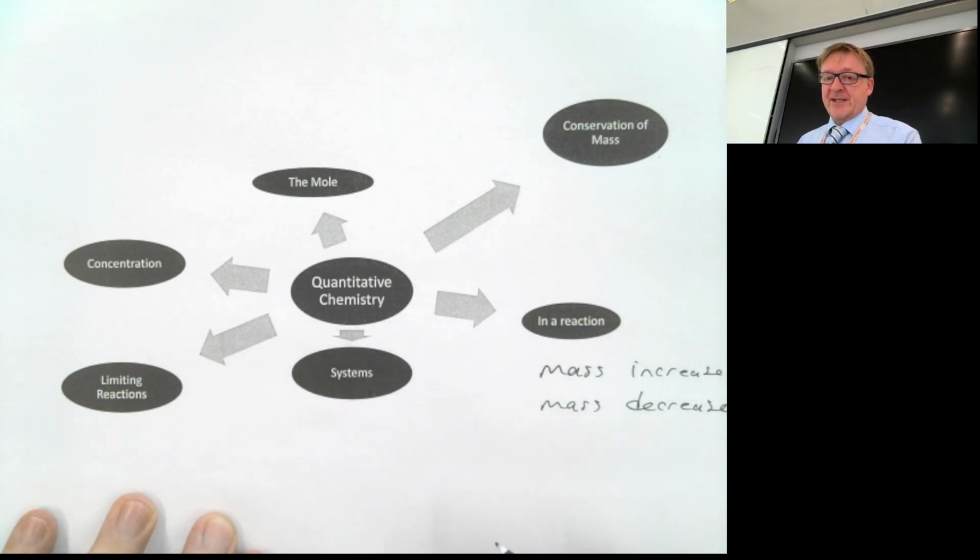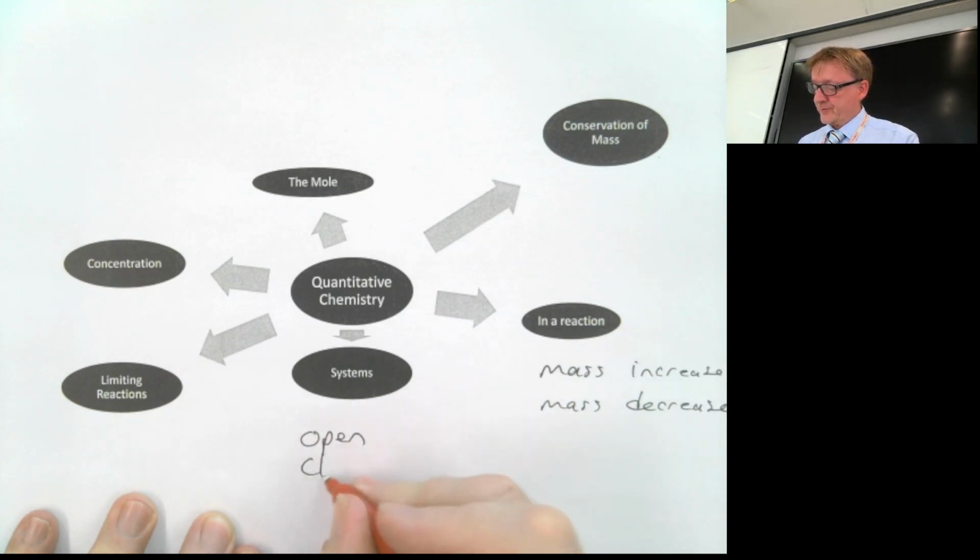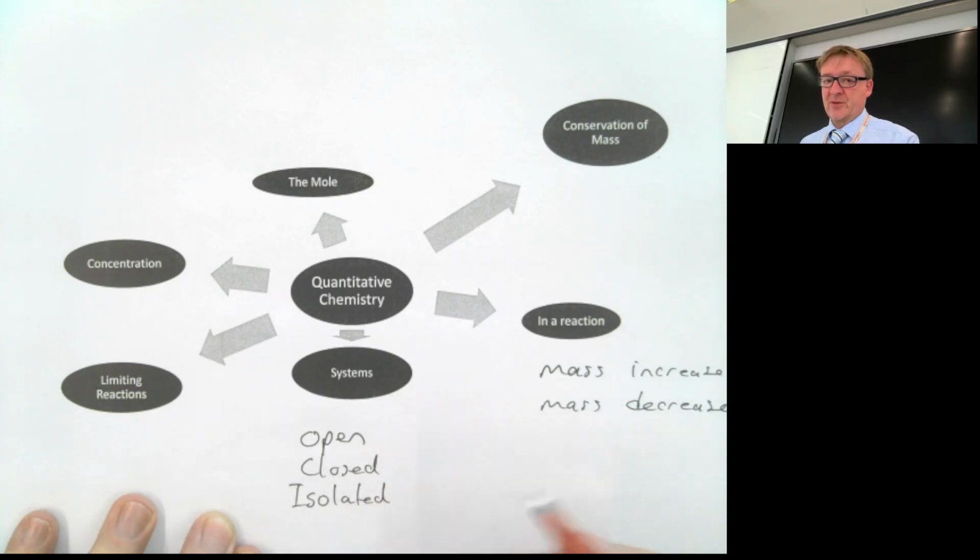There are three systems that they can talk about. It is an open system, a closed system, and an isolated system. And you need to know the difference between each one of those three.